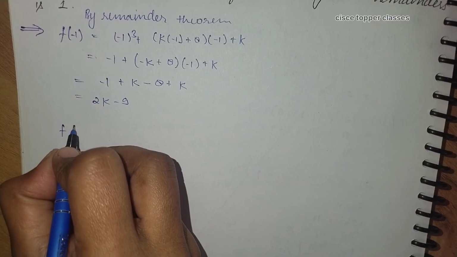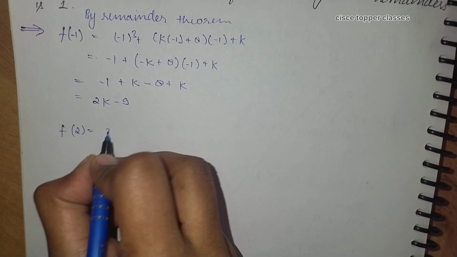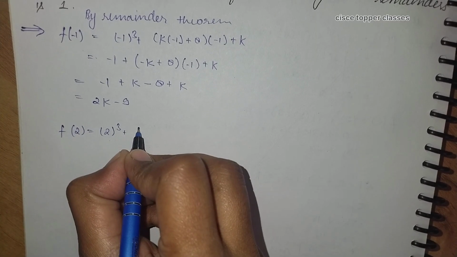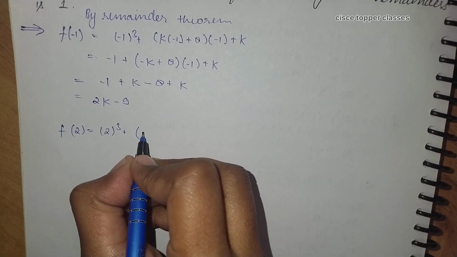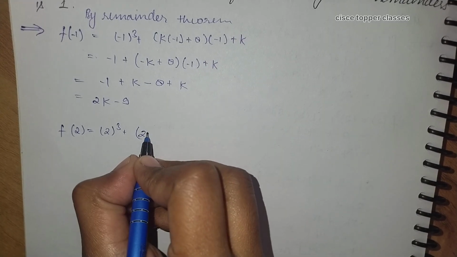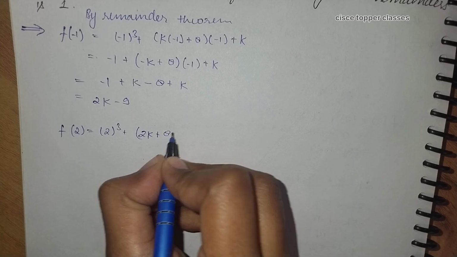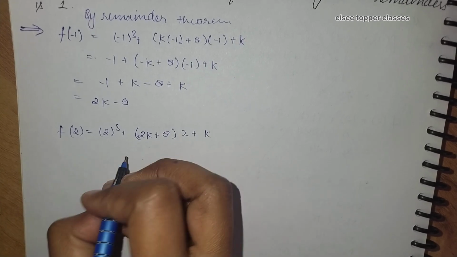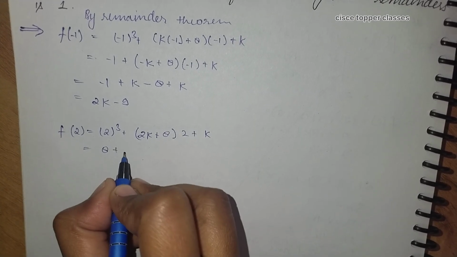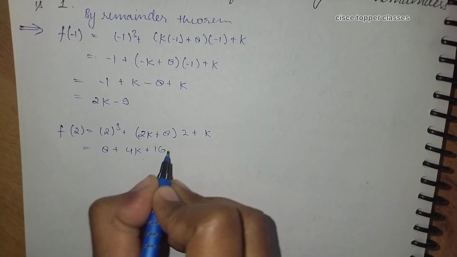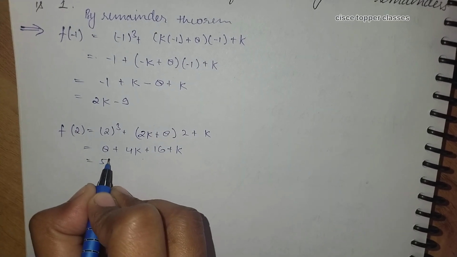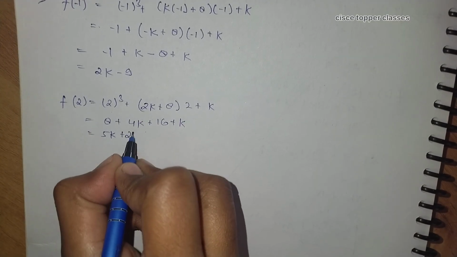And if we divide by x minus 2, f of 2 will be the remainder. So (2) whole cube plus kx will become 2k. So 2k plus 8 into 2 plus k. That will become 8 plus 4k plus 16 plus k, which is 5k plus 24.